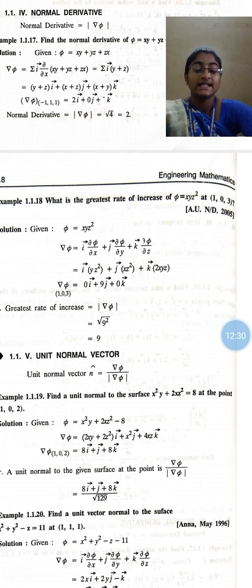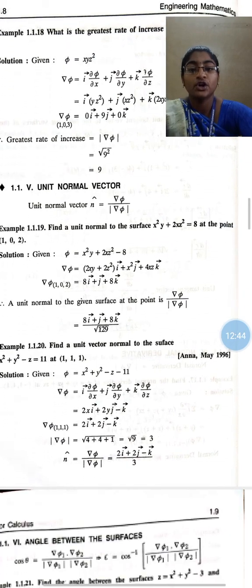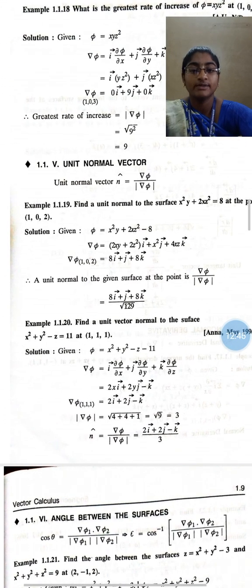Now greatest rate of increase, which is nothing but normal derivative modulus del pi, which is root 9 square, square and square root cancel out each other. So our value is 9. Our fifth topic is unit normal vector. So unit normal vector is nothing but n cap is equal to del pi divided by modulus del pi.